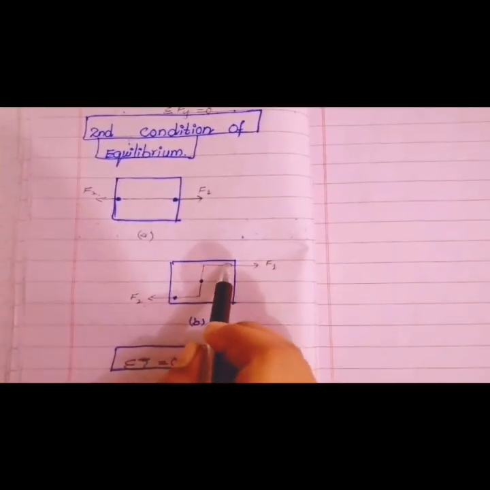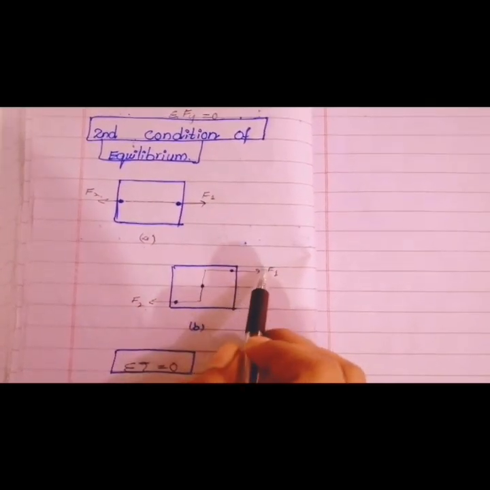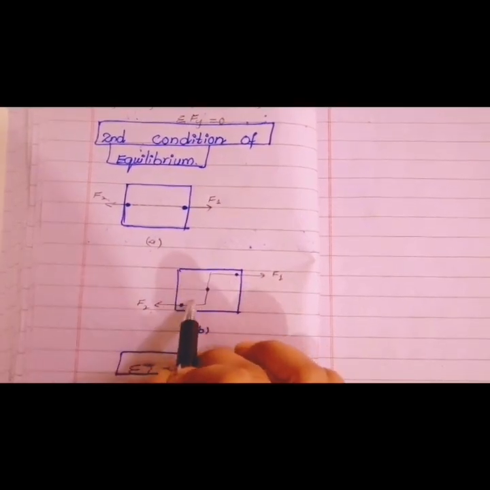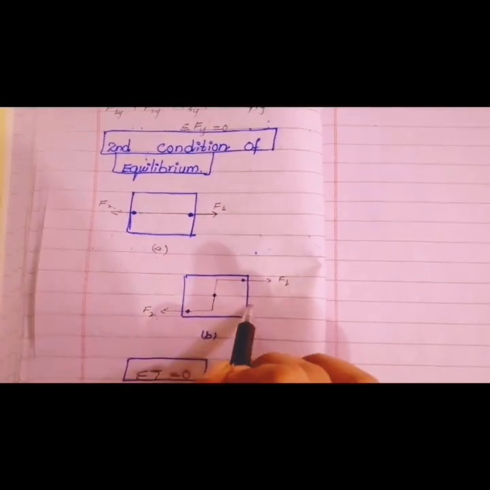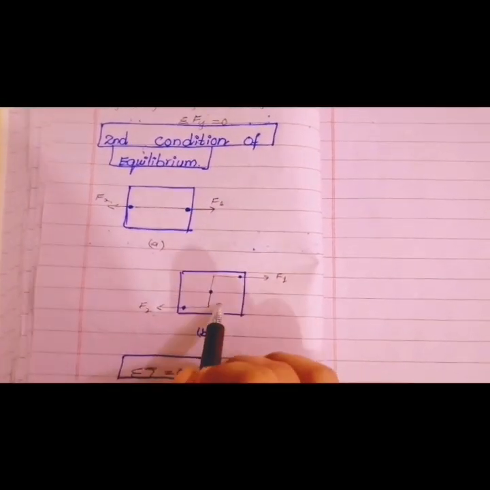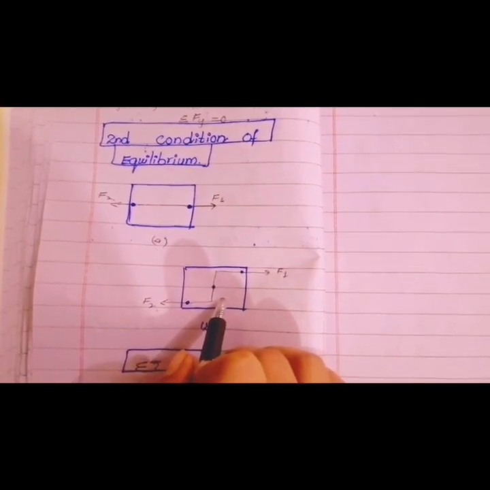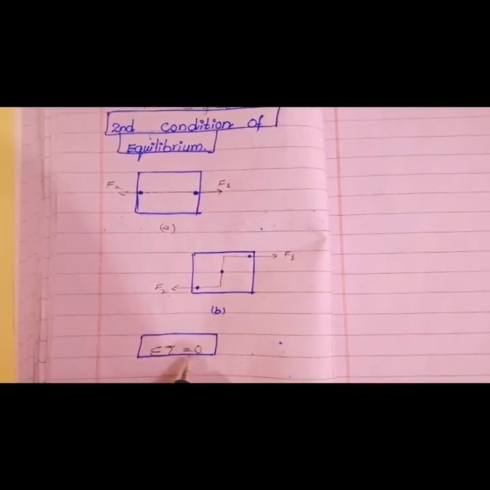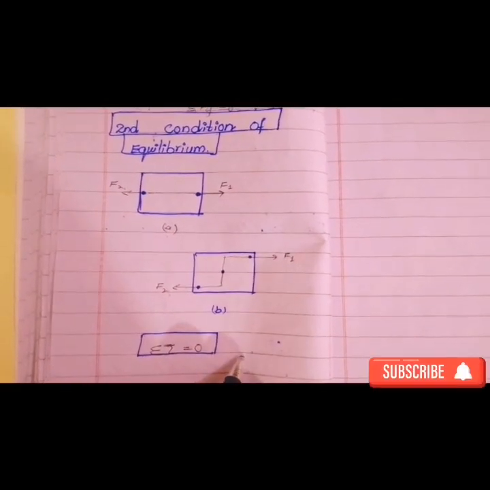But if we change the location of these forces, due to the change of the location of these forces, a turn is produced in the body. Now this body has the ability to rotate. So due to the production of rotation, we can say that torque is produced in the body. So now, if the resultant torque acting on the body is equal to 0, this is called the second condition of equilibrium.